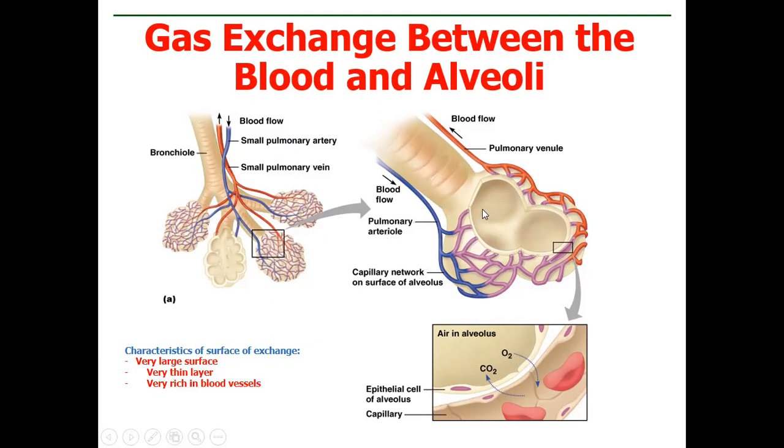Look at this picture with more details. Blood flow and the return of blood, the pulmonary venule. Look at the air sacs: alveolus in singular and alveoli in plural. This is the surface of exchange between the blood and air in the alveolus. This is the epithelial cell of it. The characteristics of the surface of exchange: it is a very large surface, a very thin layer, and very rich in blood vessels.